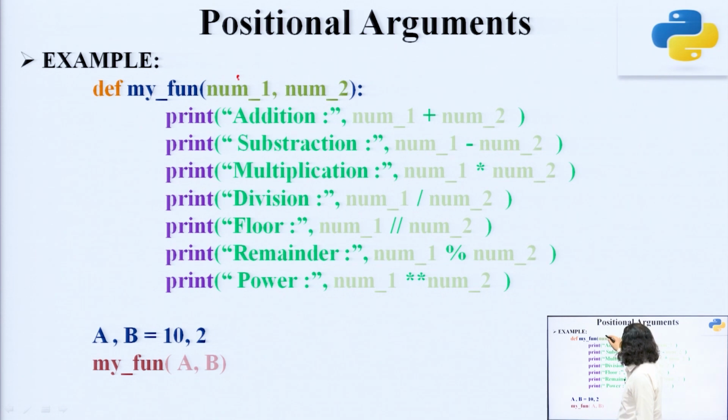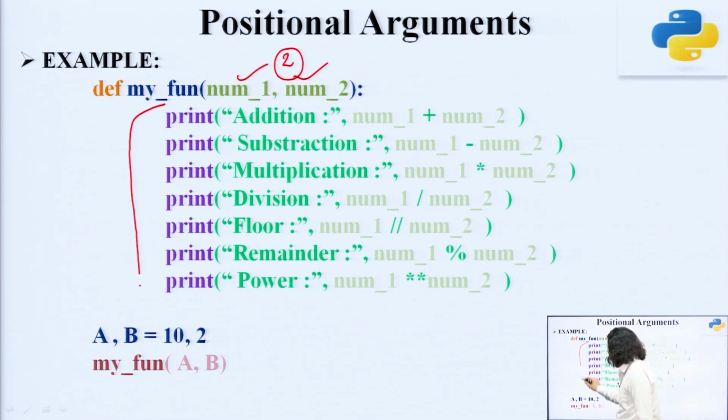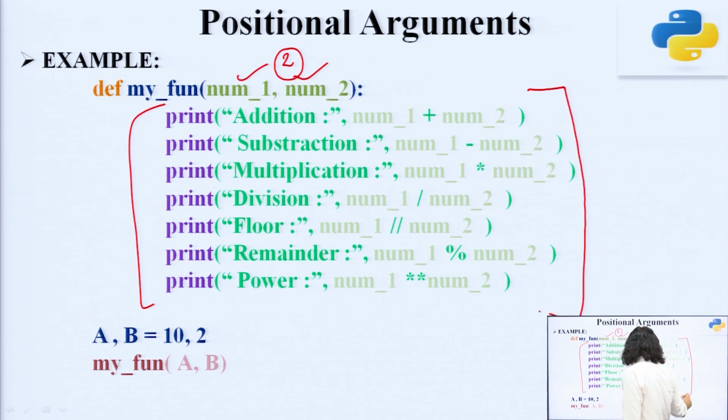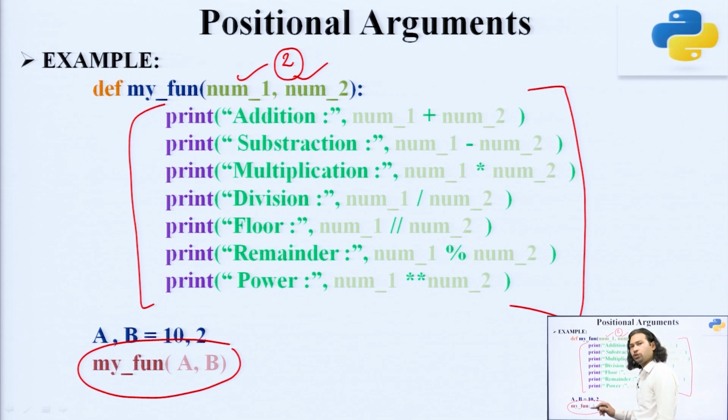Now, here we are taking two positional arguments and the block of code is a little bit lengthy, and here you can see some arithmetic operations with the help of a function. So, we are taking two parameters from the user at the calling, and here you can see the calling. Now, look at the definition of the calling. The function name followed by the two pieces of information.